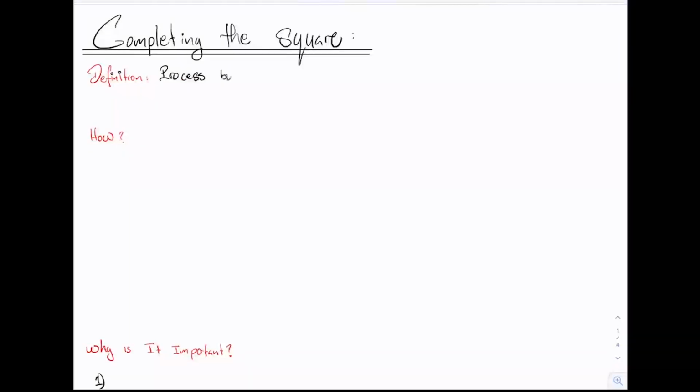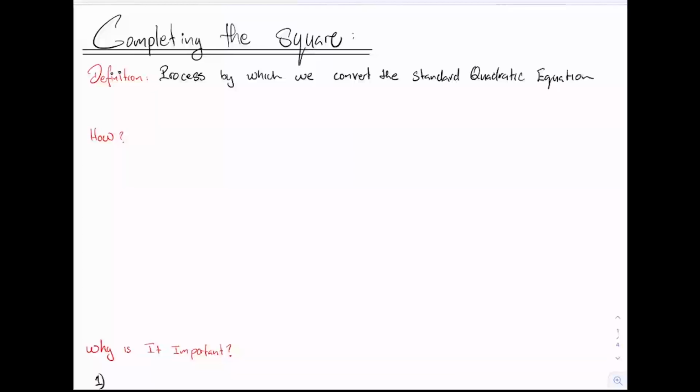In this video, we'll be looking at completing the square. When we talk about completing the square, we're basically talking about the process by which we convert the standard form of the quadratic equation into its completed square form. That is, ax squared plus bx plus c is converted into the form a times (x minus h) squared plus k. So how do we convert a quadratic expression or equation from the standard form to its completed square form?